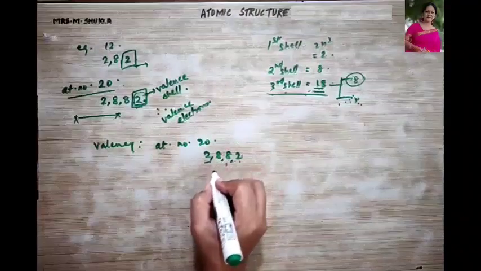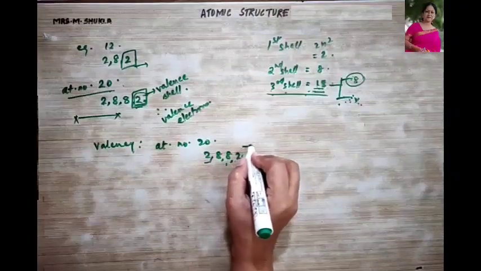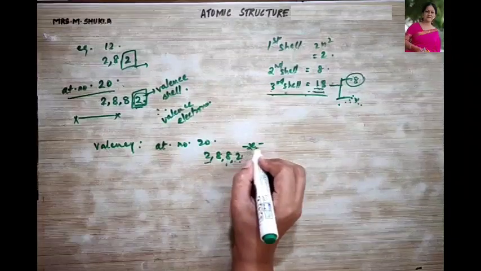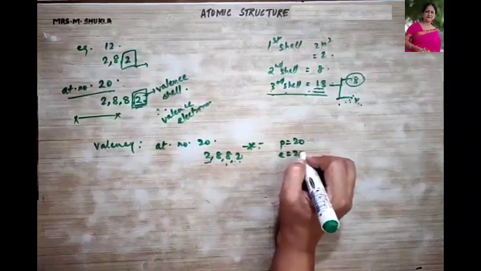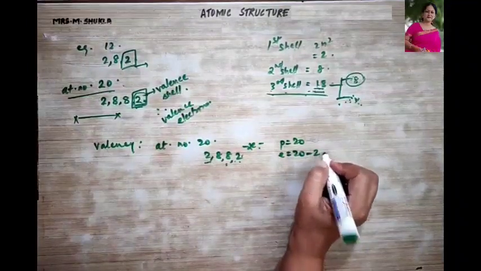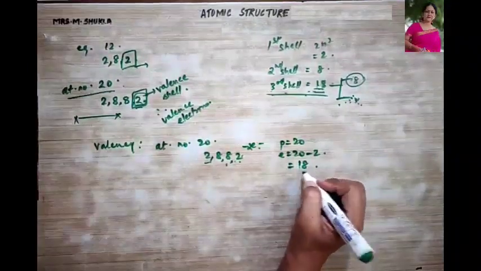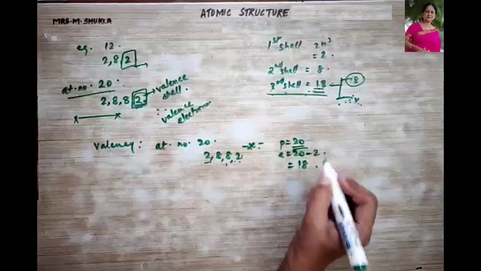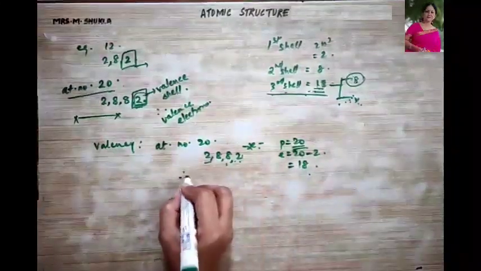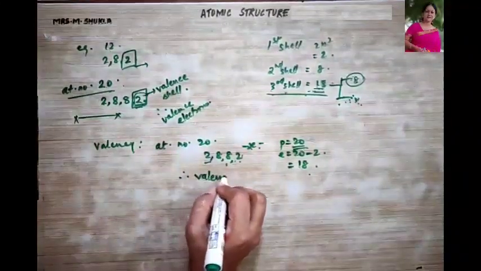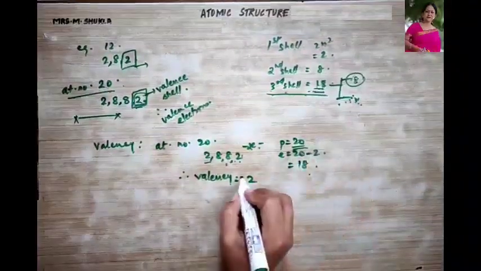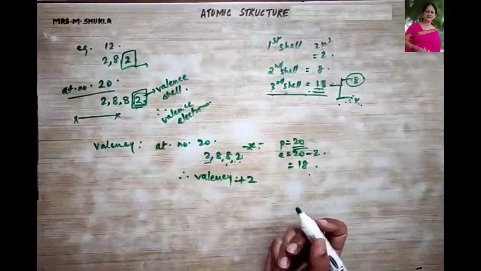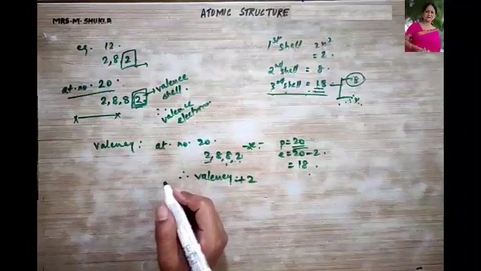So when it is going to give away 2 electrons, what will happen? Protons are 20, electrons are 20, and when it gives away 2 electrons, they become 18. So what is more? Protons are more. How many more? 2 more. Therefore its valency will be 2. Plus or minus? Protons are more, so plus. It will become plus 2. I repeat with some more examples.